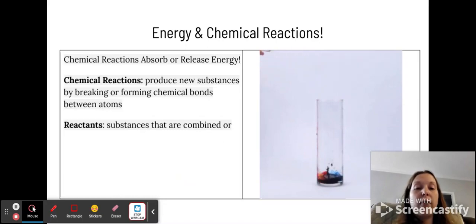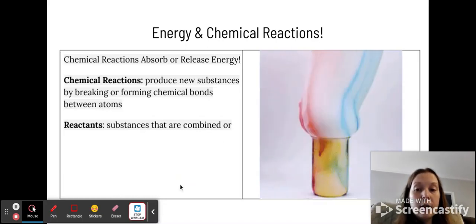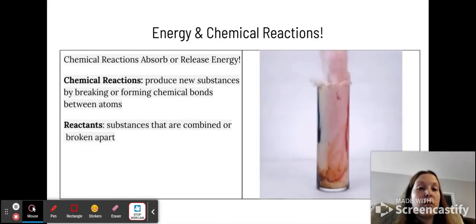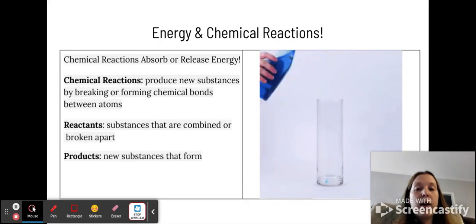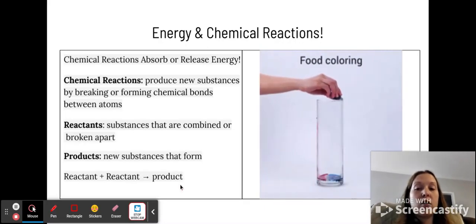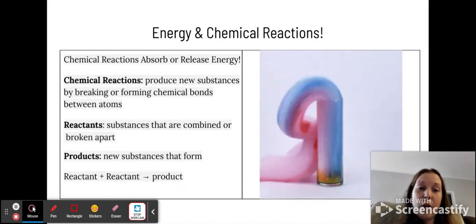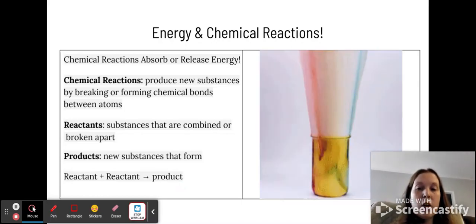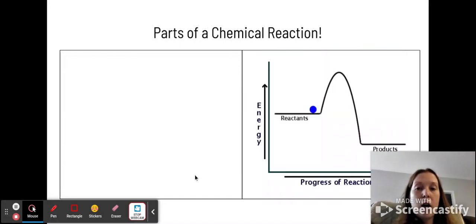So first we have reactants, and reactants are substances that are combined or broken apart. So these are the ones that we start with because they react. Then we have products, and the products are the new substances that formed because they're produced. So we didn't go very crazy with how we named these. We take our reactants, we add them together, and they will form our products.